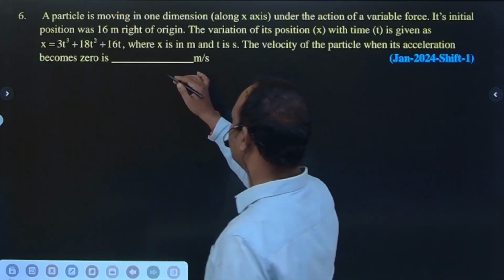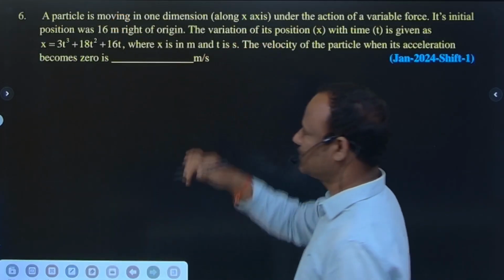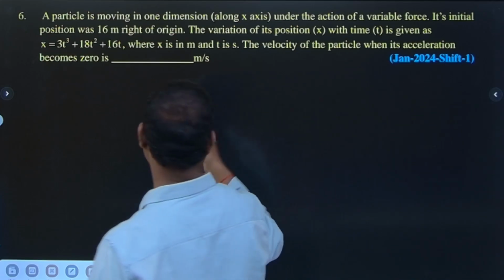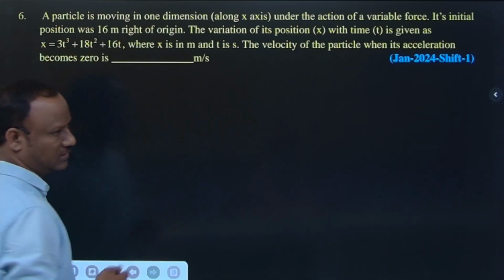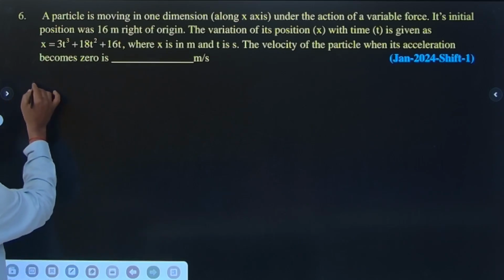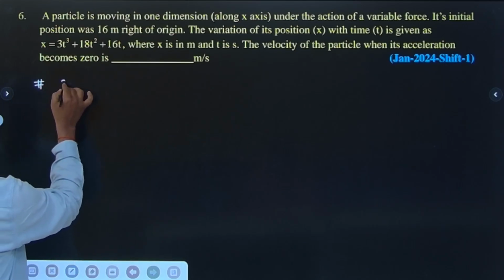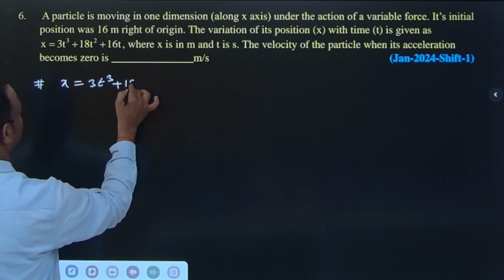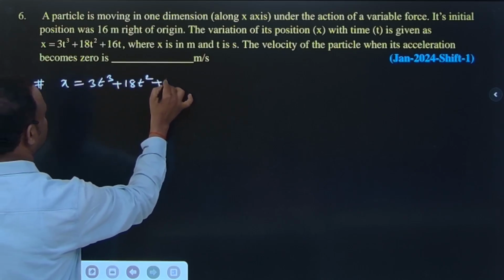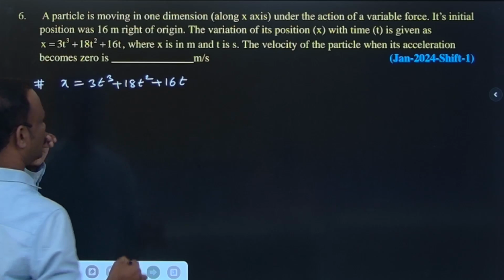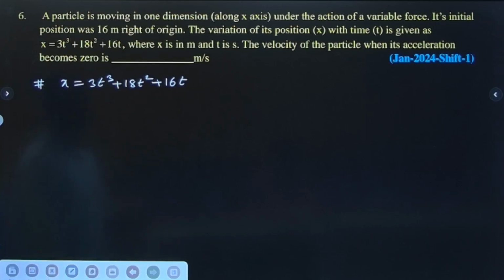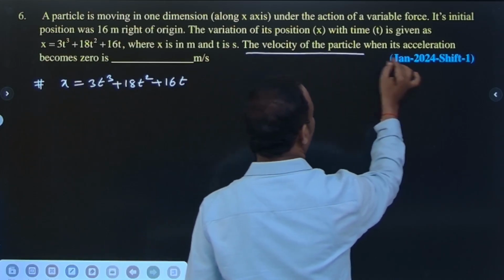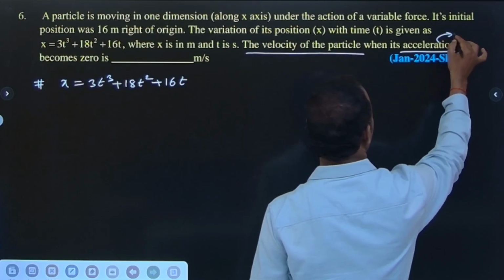Done. A particle moving in one dimension means differentiation: some position vector is given, and he is asking about velocity and acceleration. Let us see this. The position is given as x is equal to 3t cube plus 18t square plus 16t. First you differentiate to get the velocity. He is asking for the velocity of the particle when acceleration is 0.